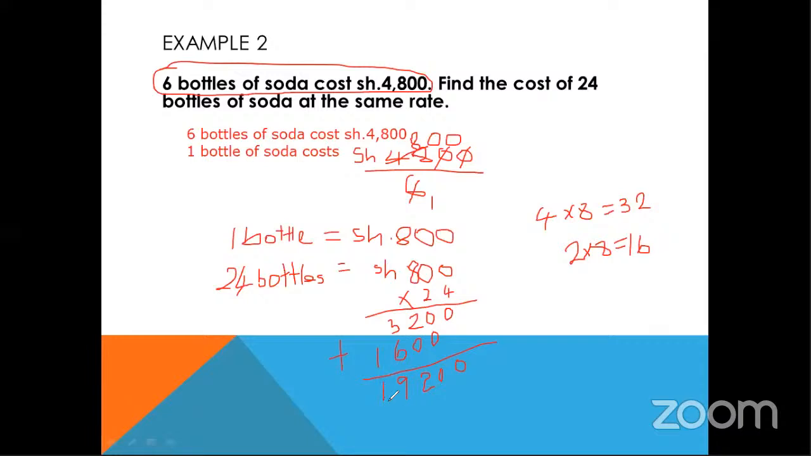Then we have not regrouped anything. We can put our 1 here. So how much is that, Samuel, in words? Can you tell us the answer we have got for 24 bottles? 19,200 shillings. Very good. So that is basically how you can work out to find the total cost of whatever they have asked you. You really need to first know the unit cost. We know the unit cost by dividing.